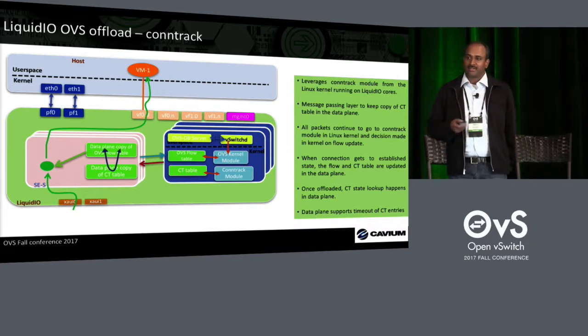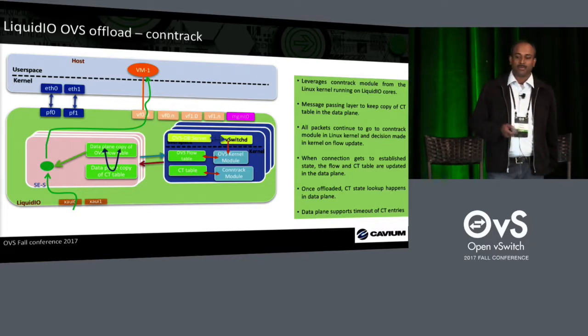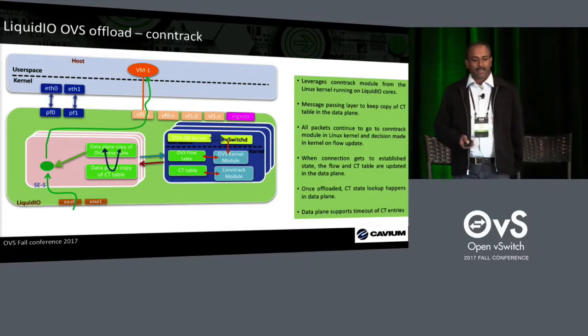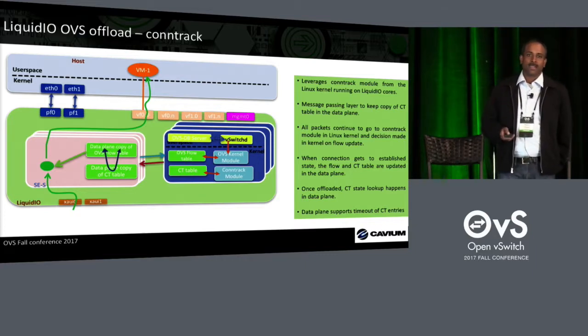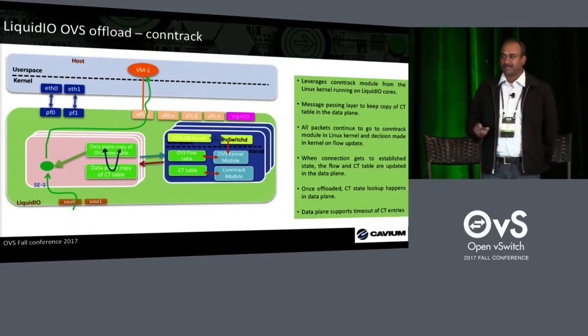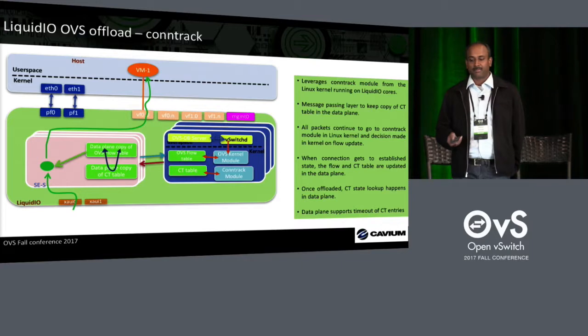So we also leverage the same behavior for implementing conntrack support with our OVS offload. And the path remains similar. It's going to get a packet, and it's going to go to the control plane. What changes is that now you're going to force that packet to be inspected by the connection tracking module as well, and make a decision on whether that packet needs to be sent forward or not.